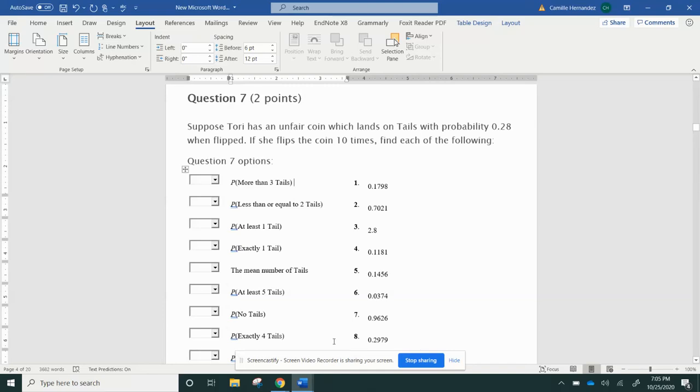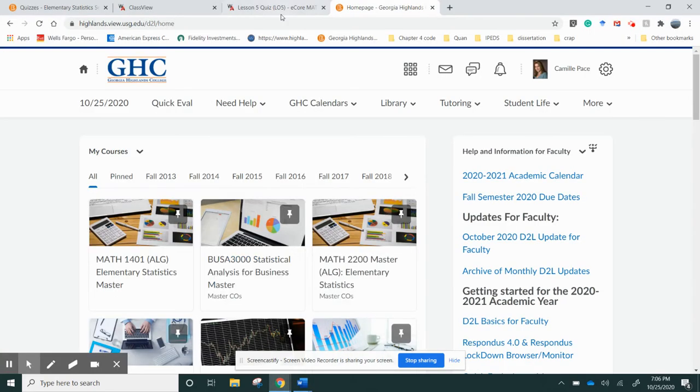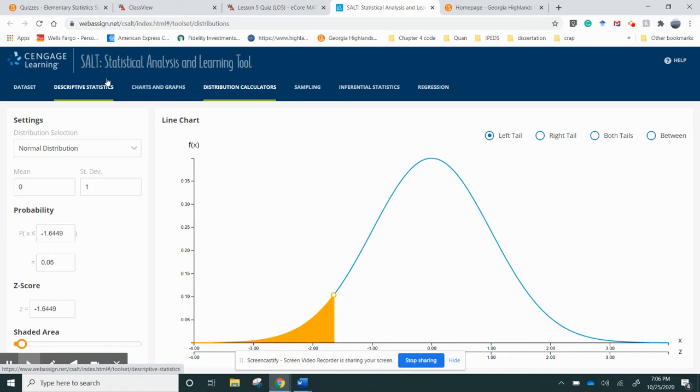So let's review binomial, and we have a lot of different scenarios we can do, but it won't be too bad because we can use the SALT feature in the WebAssign, and it'll help. So if you need help with it, go back to lesson 5 quiz and go down to one of them and just hit use SALT.